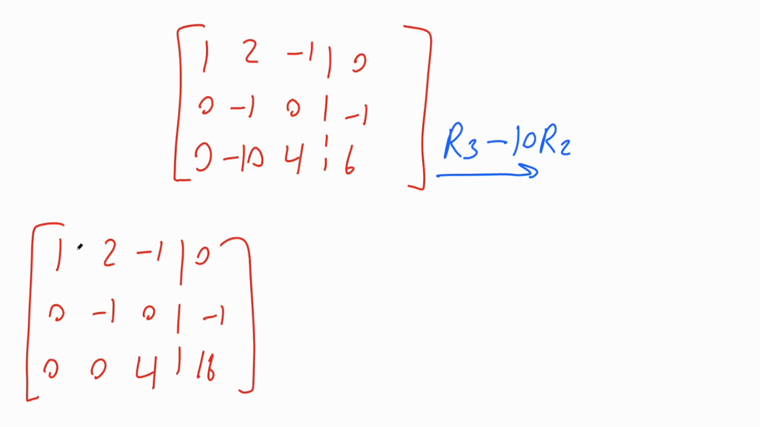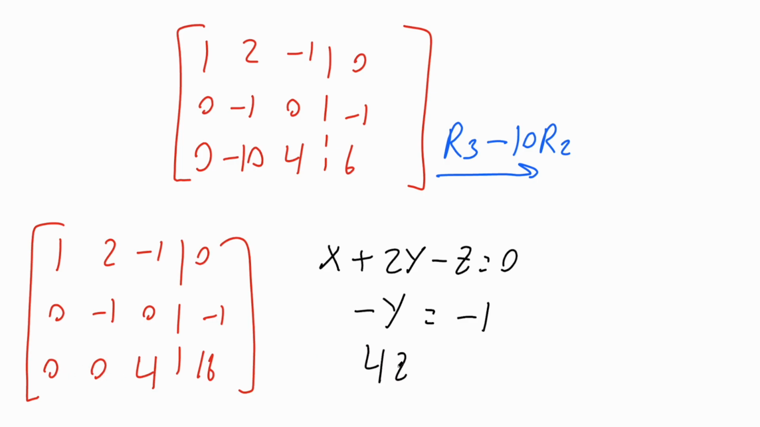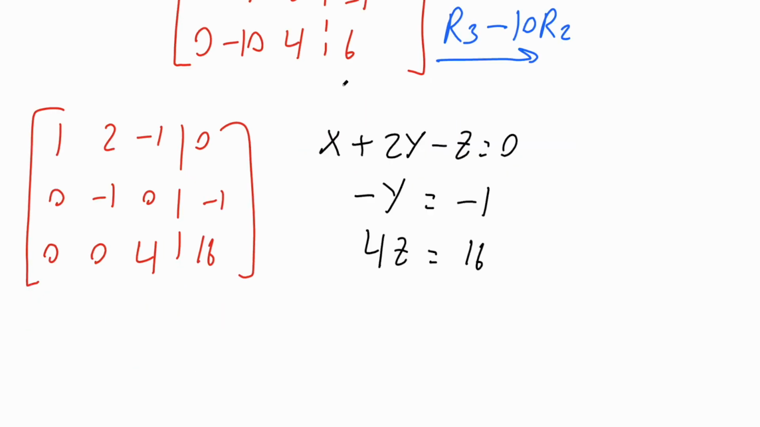So now what we have is 1x plus 2y minus z is equal to 0. We'll write that down. x plus 2y minus z is equal to 0. The other one is we have 0x, 0z, we have negative 1y. So negative y is equal to negative 1. The last one, 0x, 0y, 4z. So we have 4z is equal to 16. At this point, we can solve this problem. We could divide both sides by 4. Divide by 4, divide by 4. z is equal to 4.